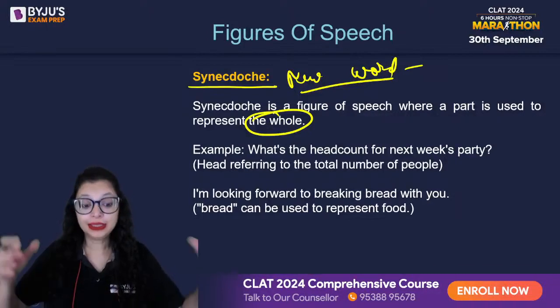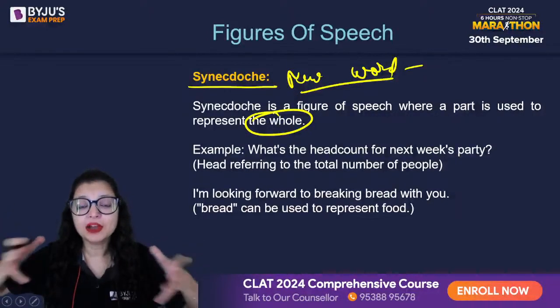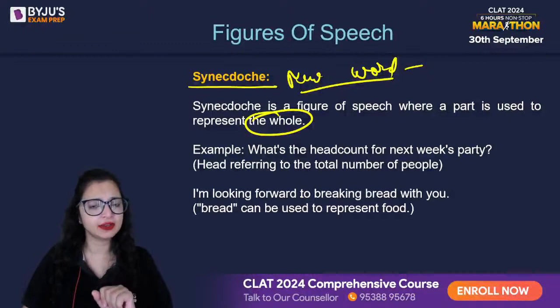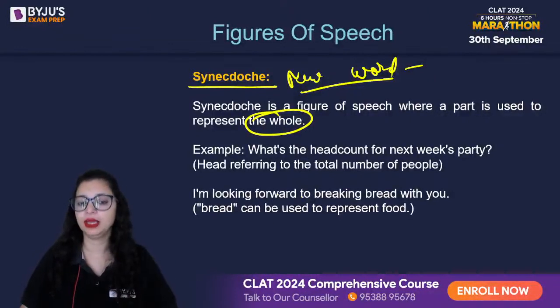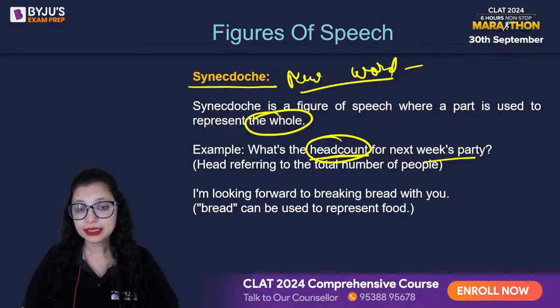Let's see how. ये एक bigger bunch को represent करेगा. Not like collective nouns. In a different way. Let's take some examples. Head count for the next week's party. Head count is the total number of people present. Head is a slightly associated word with it.